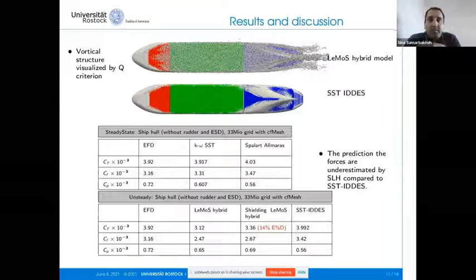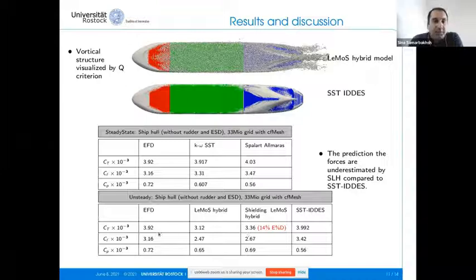If we come to the prediction of the forces, so far I showed the turbulent kinetic energy and velocity field. Now we want to see the performance of our turbulence model in the forces. If you look at the second table, it is the unsteady result. For the forces, we also have the measurement. Actually, our partner did the measurement.